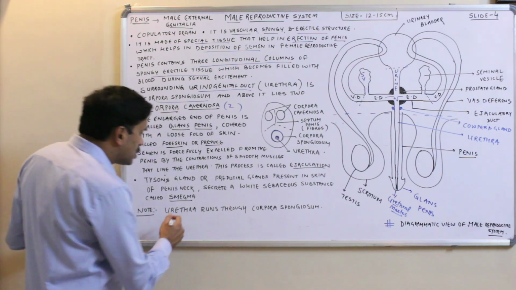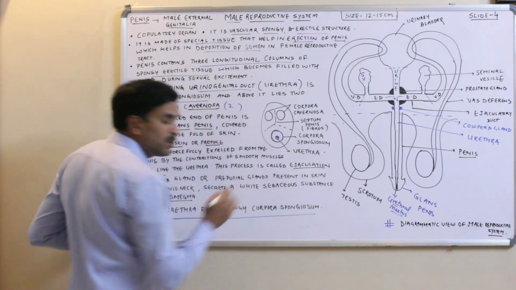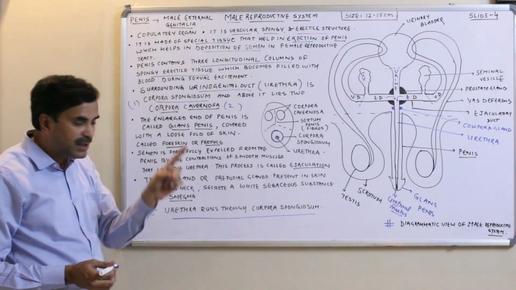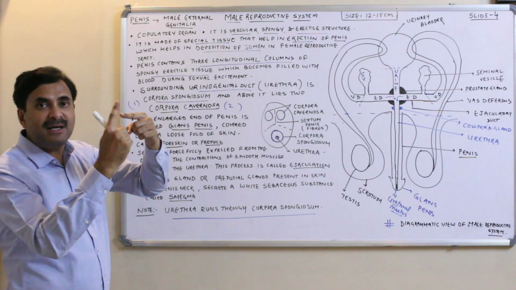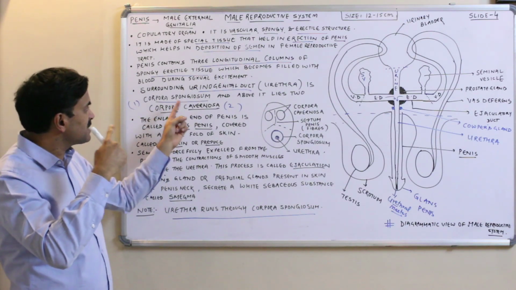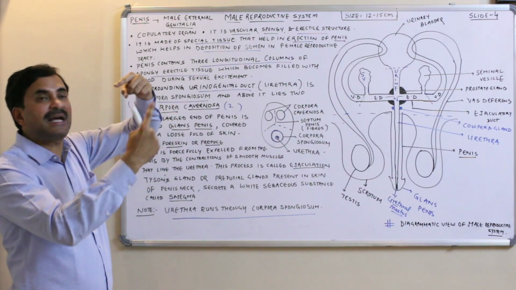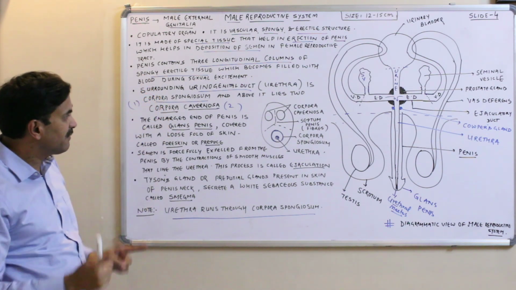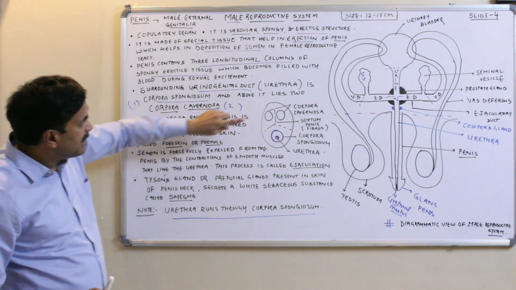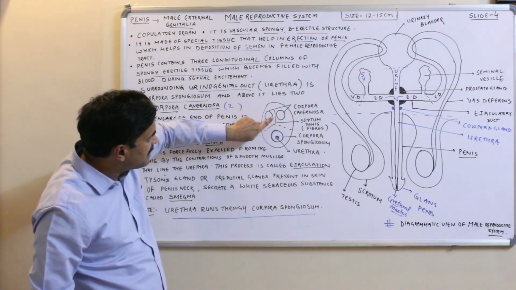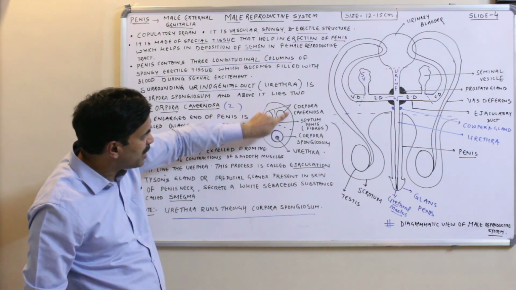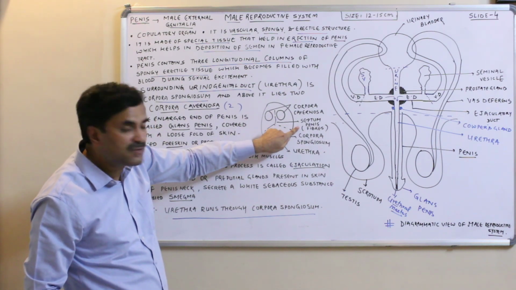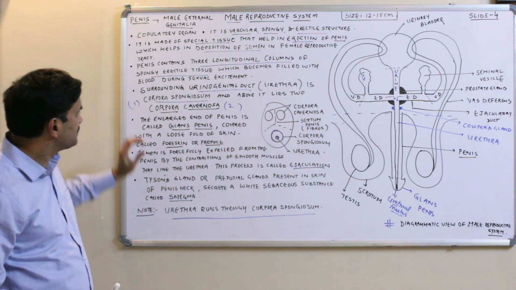Always remember, the urethra runs through the corpora spongiosum, meaning in the center is the urethra. The urethra is surrounded by the corpora spongiosum, and on either side of the corpora spongiosum is the corpora cavernosa. Fine. One more thing, certain fibers are present in between these three cylinders, corpora cavernosa and corpora spongiosum. These fibers are called the septum penis.